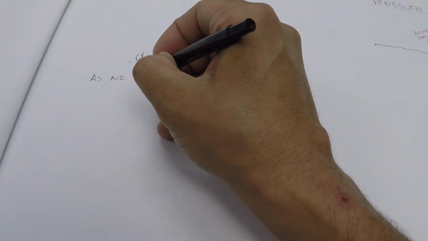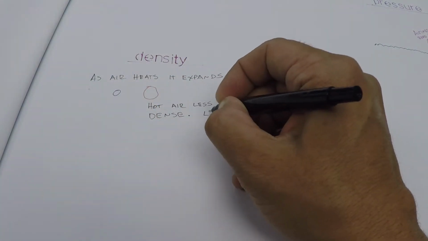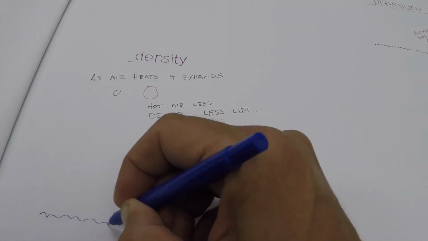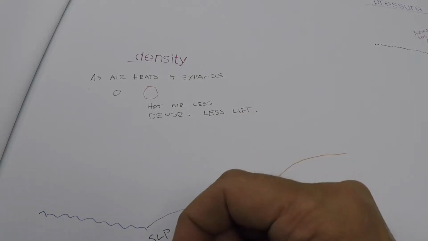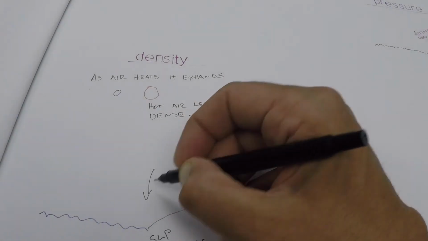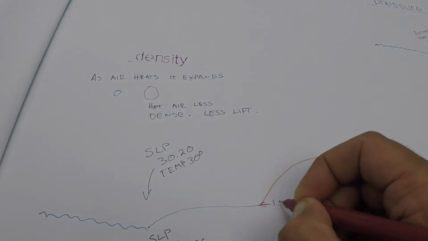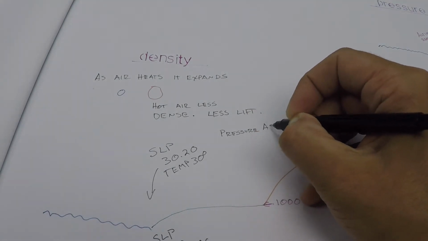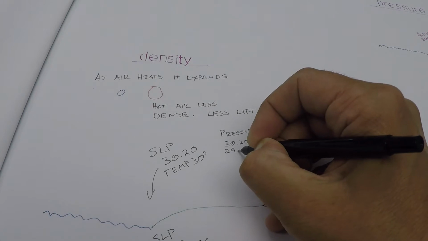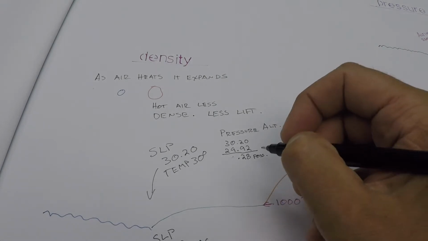Now density altitude. This one is the one that's going to affect performance the most, and it will impact you as a dispatcher. Remember, air, as it heats up, it expands. That means that it's going to affect lift, therefore affect performance. Now let's put a sea level pressure at 30.20 and a temperature of 30 degrees Celsius. All right, now let's try to figure out our pressure altitude. 30.20 minus 29.92 equals 0.28 inches of mercury. Remember, 1 inch per 1,000 feet, that's 280 feet. That would be your pressure altitude.